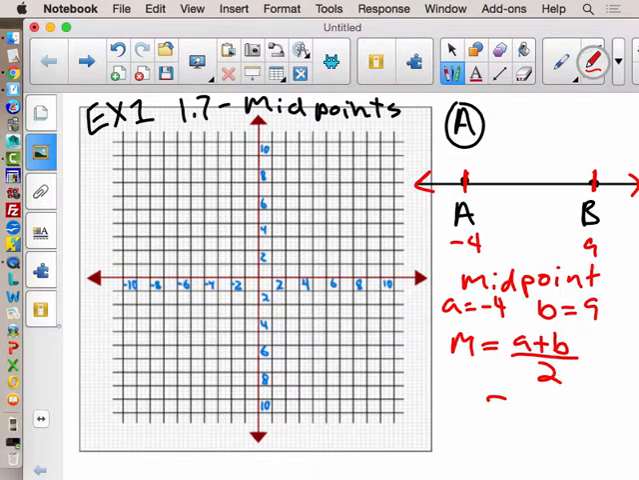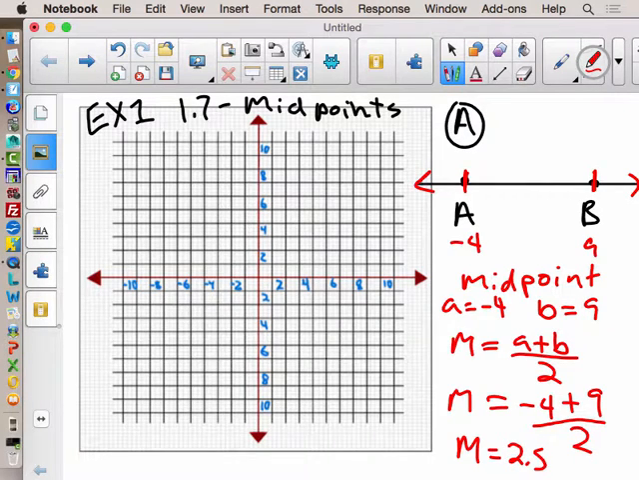And so that would be -4 plus 9 all over 2. And then if you go through the math and do that, that's actually 5 over 2 or 2.5. So if I have my number line here, smack dab in the middle would be 2.5.